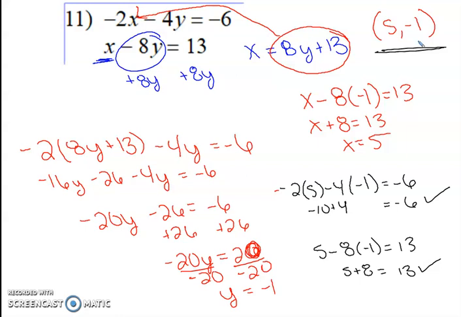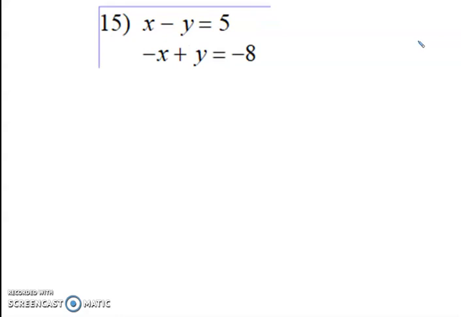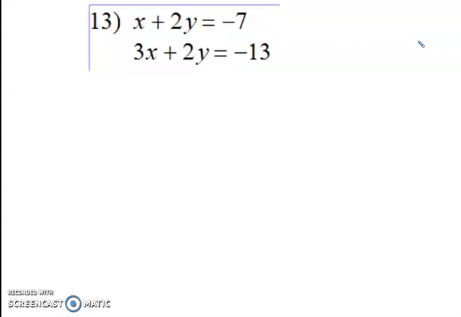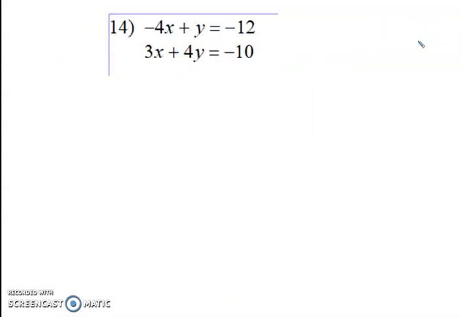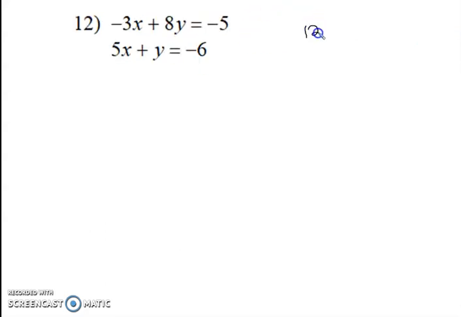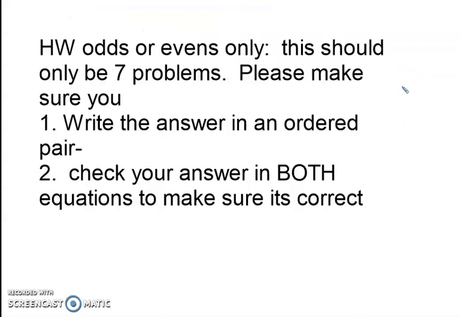Alright, here's what I want you to do now. Circle 12, 13, 14, and 15. I want you to try those and come get them checked with me. 12 through 15. And then this will be your homework. After that, odds or evens. Make sure you write your answers in ordered pairs and check your answers in both equations.